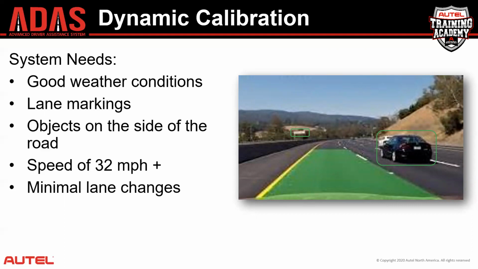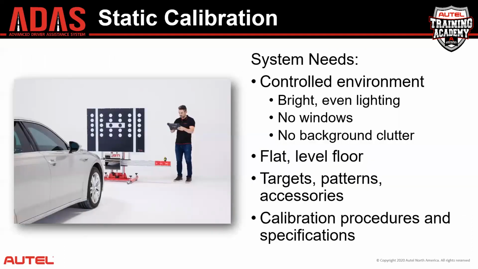So beyond dynamic calibrations are static calibrations. Static calibrations are the ones that we're doing in our service bay: a controlled environment, flat level floor, bright even lighting, all the things that we went over before, all the different targets, patterns, and accessories. We perform that calibration in a very controlled, accurate environment. And then when we're done, we take the vehicle out and test drive it.